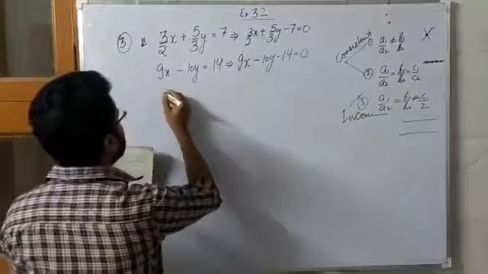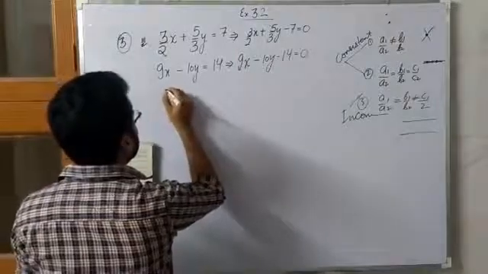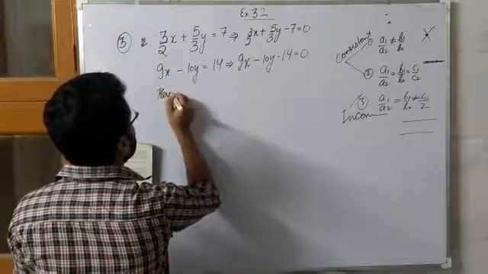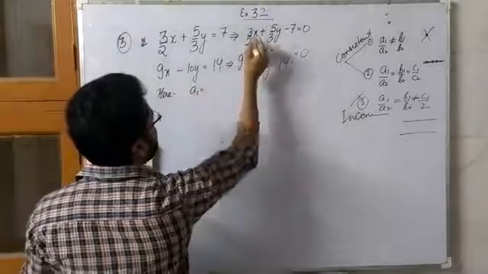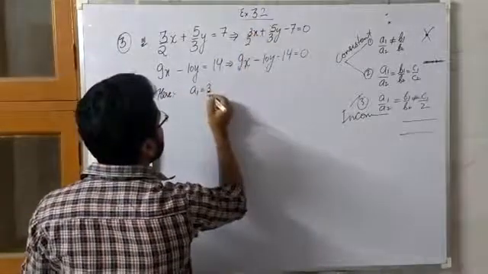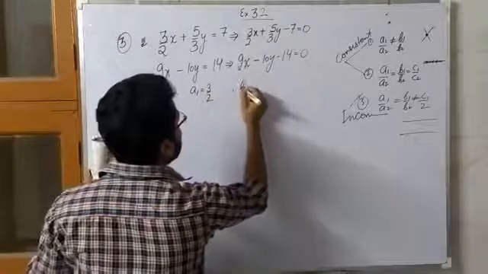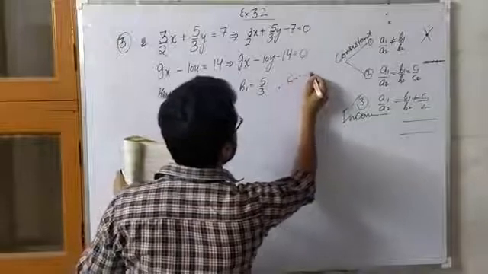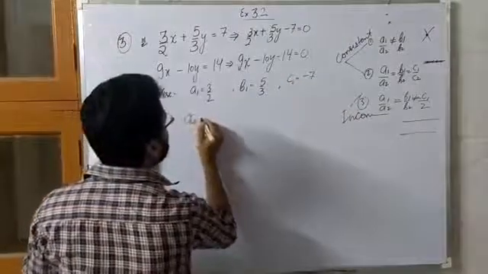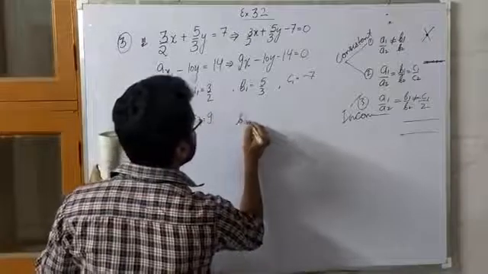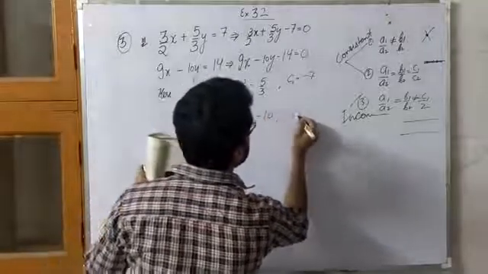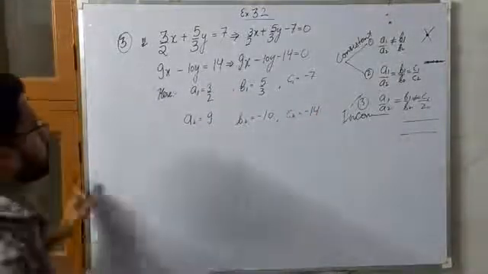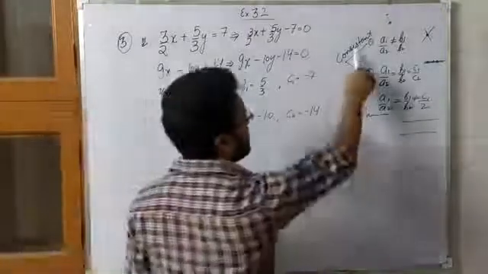Right? Now we will say that here a1 equals, the value of a1 is 3 by 2, right? b1 is 5 by 3 and c1 equals minus 7. a2 is how much? 9. b2 is minus 10 and c2 is minus 14, right? Now we need to check consistency.